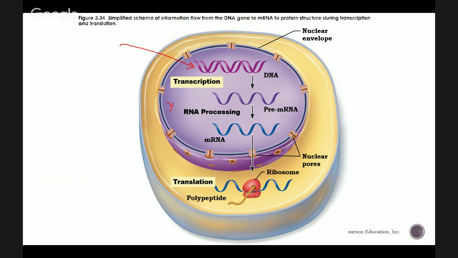So that copy that you make, that gives you the information you need, is called the messenger RNA. The messenger RNA can leave, and then it gets read by the ribosome. The ribosome reads out the instructions and puts together the protein that you need. It's going to assemble all the ingredients and make whatever the recipe is.